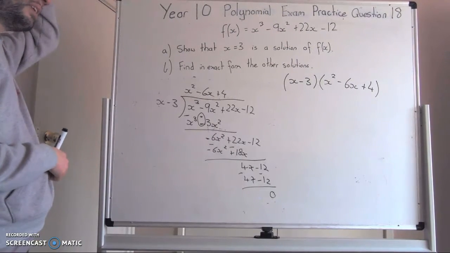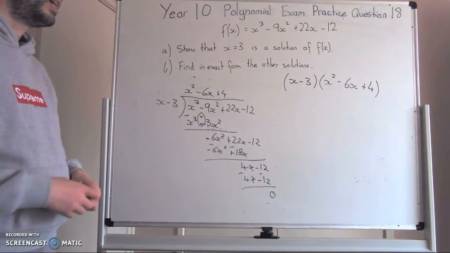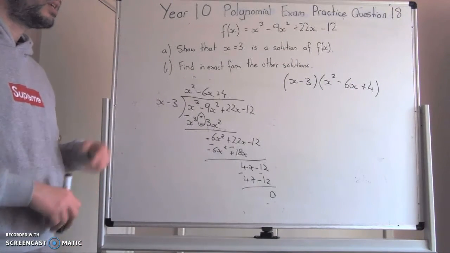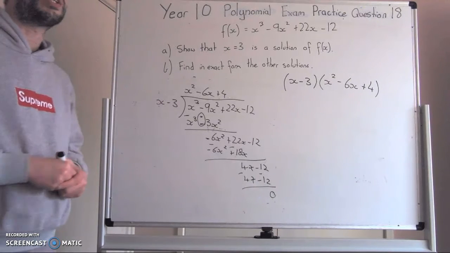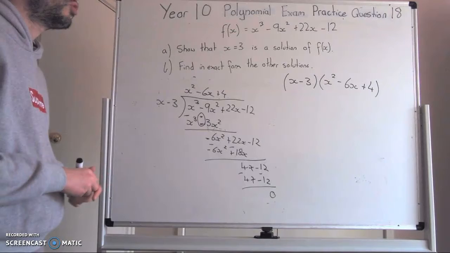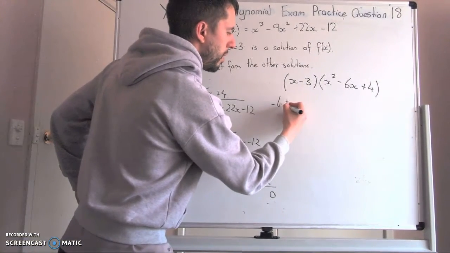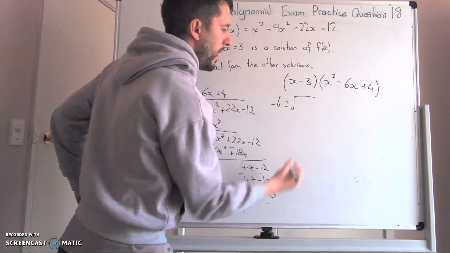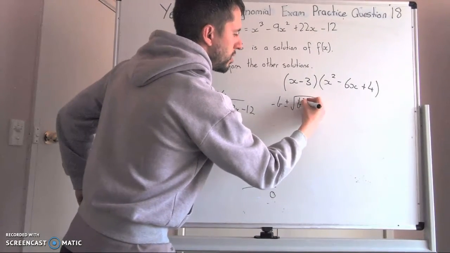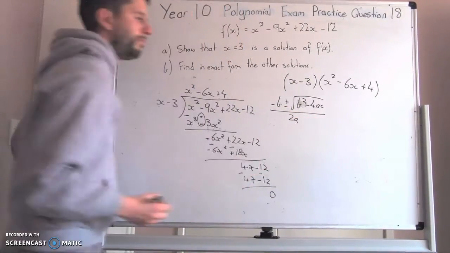Now the next thing that I need to do is look at my quadratic. I could look at it trying to work out how to factorize it, but I can see straight away it's going to not be a whole number. So I'm going to straight away jump to the quadratic formula. Negative b plus or minus the square root of b squared minus 4ac over 2a.